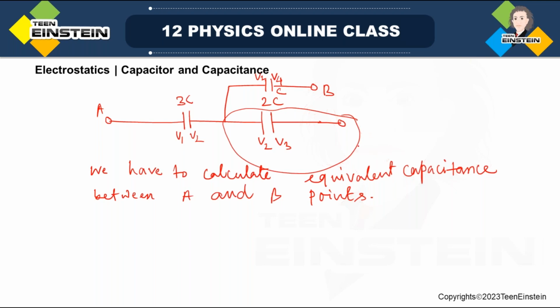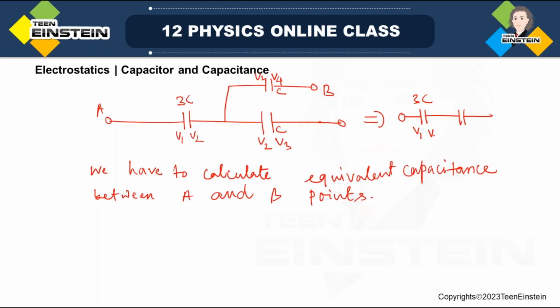But see, this branch is not going to B, right? This branch is not going to B. So I can ignore this 2C. Okay, so I can ignore this 2C. Now ultimately what we have, this also will give me an equivalent circuit between A and B. This is this and this is this. So this is 3C, V1, V2, and this is V2, V4 between that. This is C alone. So these are in series.